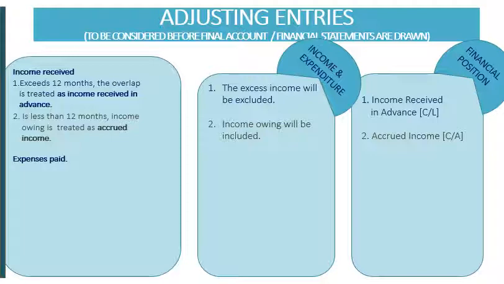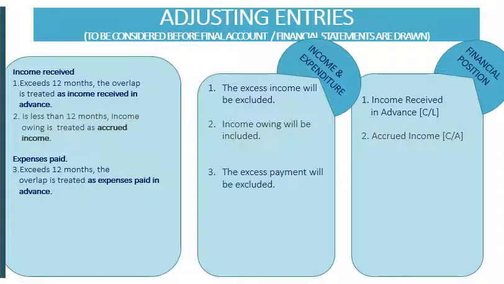Where expenses paid exceed 12 months, the overlap is treated as expenses paid in advance. In the income and expenditure, the excess payment will be excluded, while on the position statement, it will be shown as prepaid expenses treated as a current asset.